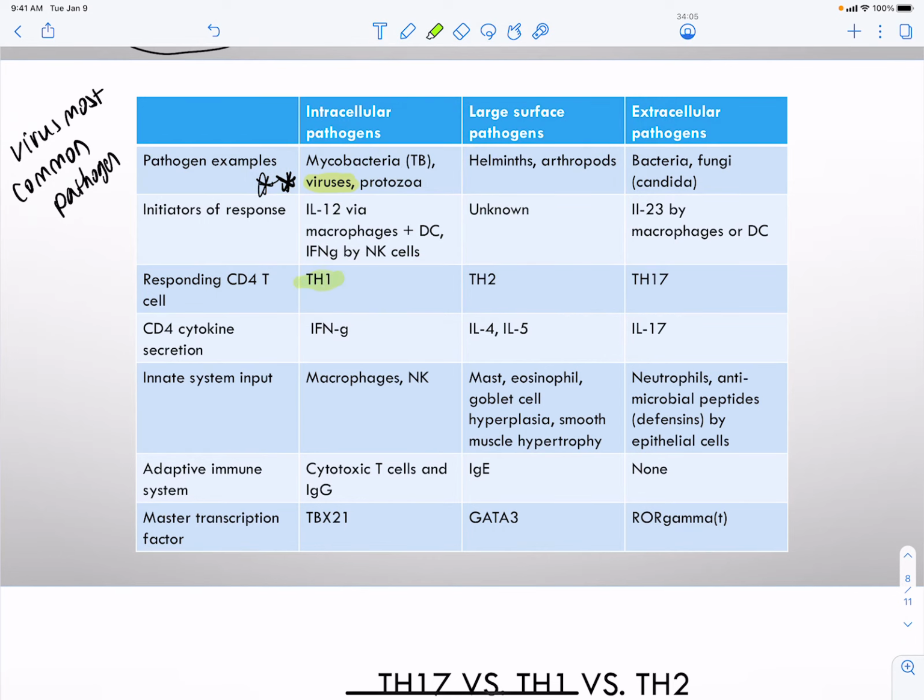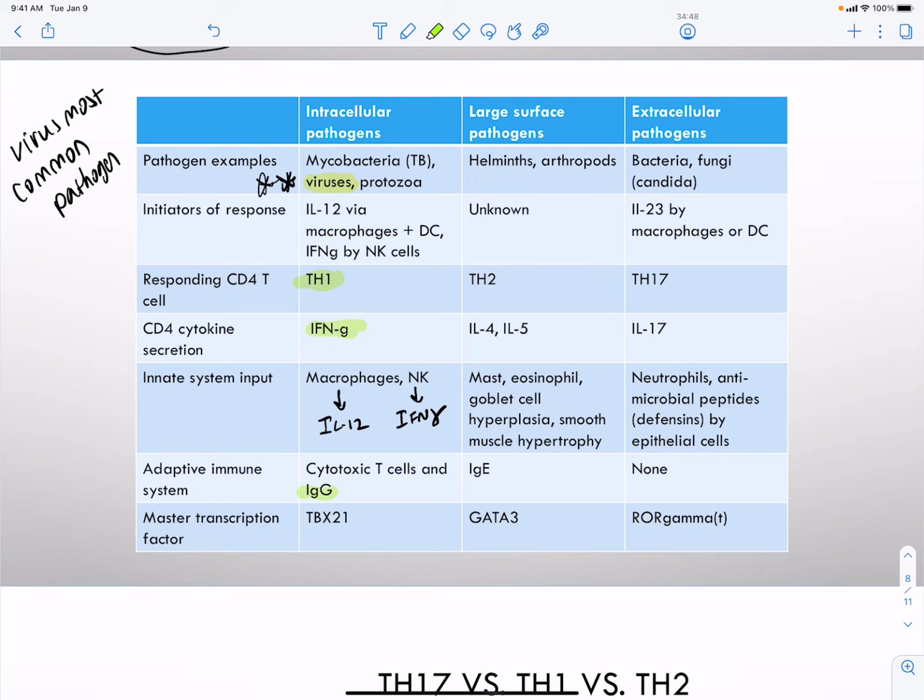Now, there also are some intracellular non-viral pathogens like Mycobacterium tuberculosis. Many people are familiar with that particular pathogen. It leads to a chronic infection. There are also some protozoas and fungi that are intracellular, and Th1 responses are best against them as well. The CD4 cytokine that was produced is interferon gamma. The innate input is going to be macrophages, and macrophages are going to create IL-12, and NK cells are going to give you that interferon gamma initially to create that environment. They're going to activate your cytotoxic T cells as well as cause isotype switching to IgG.